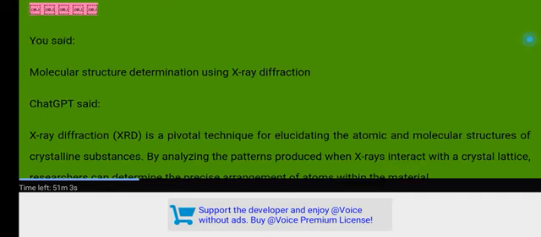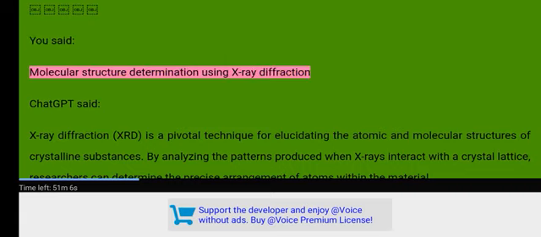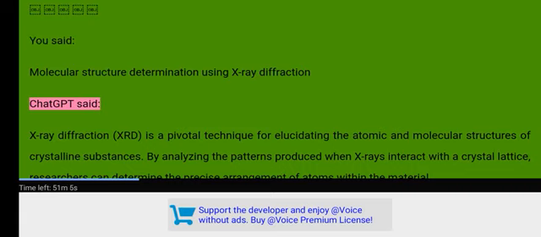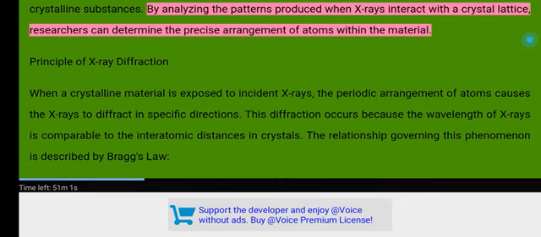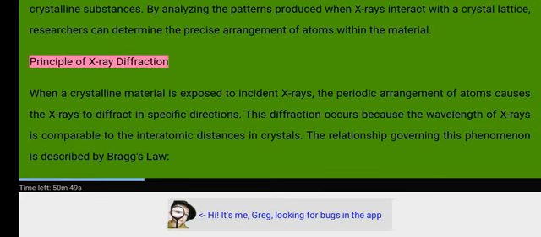Molecular structure determination using X-ray diffraction. X-ray diffraction (XRD) is a pivotal technique for elucidating the atomic and molecular structures of crystalline substances. By analyzing the patterns produced when X-rays interact with a crystal lattice, researchers can determine the precise arrangement of atoms within the material. Principle of X-ray diffraction.